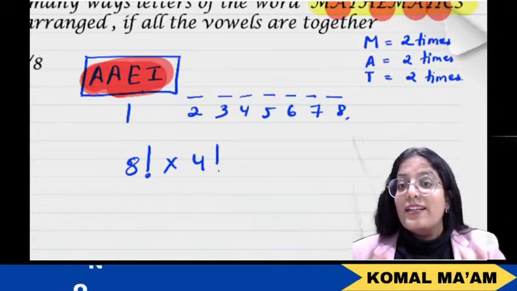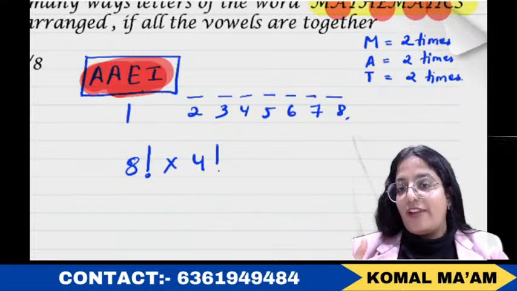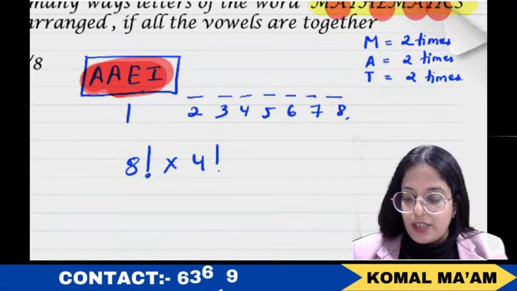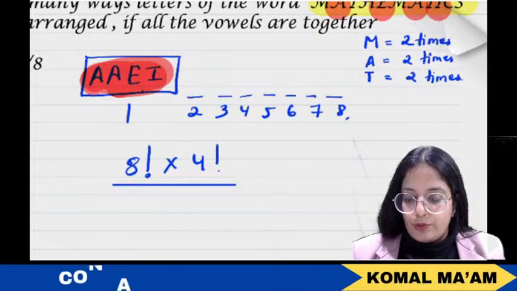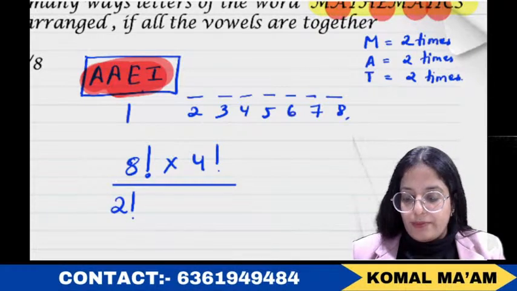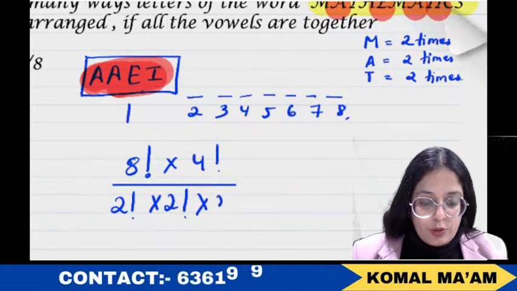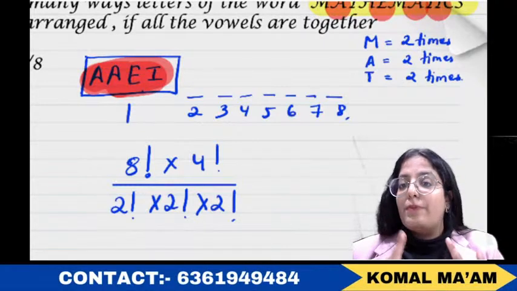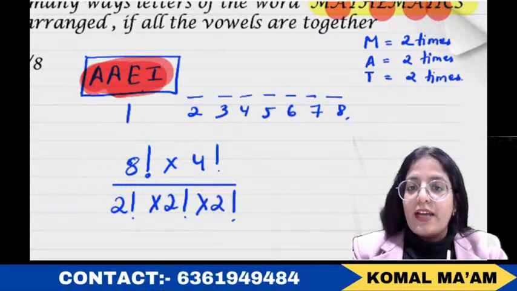So this is done. Now for the repetition, we need to divide by the factorial of the number of times it repeats. M is coming 2 times, so we'll divide by 2 factorial. A is coming 2 times, we'll divide by 2 factorial. T is coming 2 times, we'll divide by 2 factorial. So this you should remember. Okay guys? I hope this is clear.